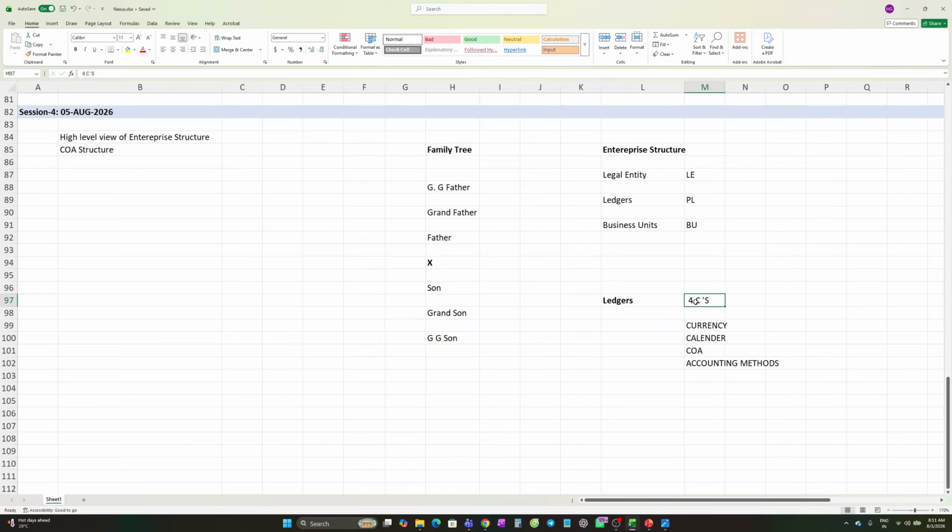So this is the high level view of how we create the ledger. The ledger consists of these four components, and these four components help in the creation of the ledger. Using this ledger, we can map with the legal entity and business units.